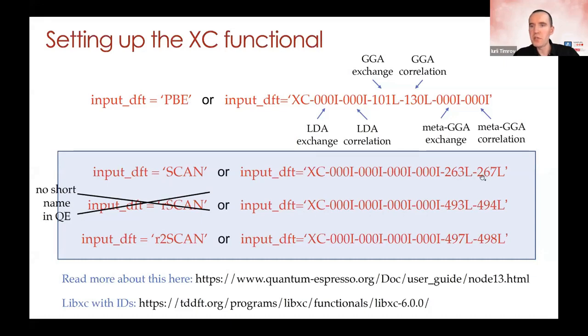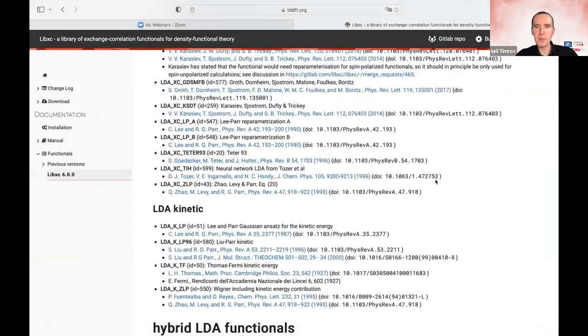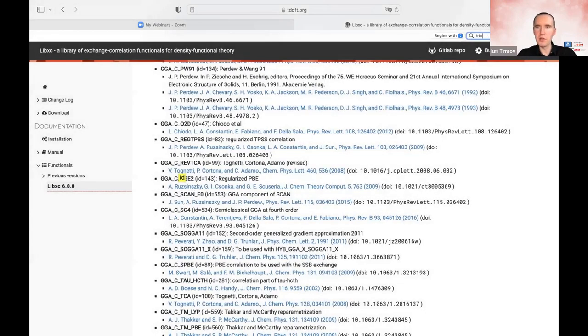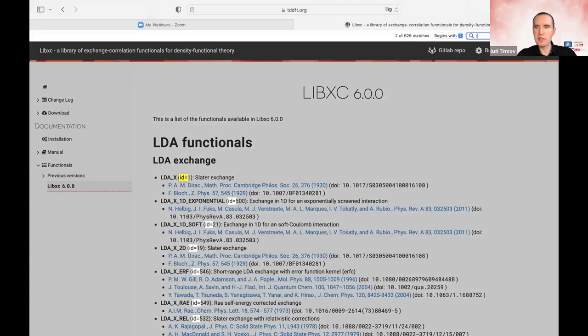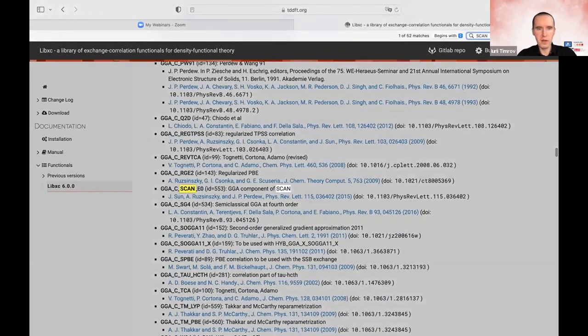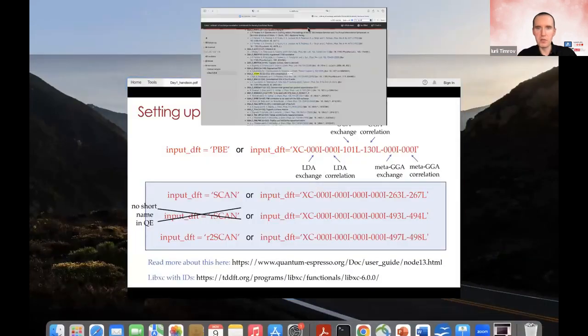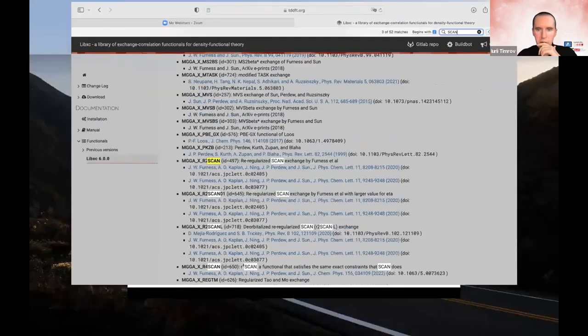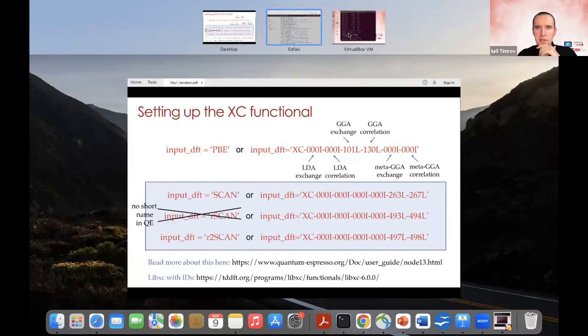To determine these indices, you need to go to the website of libxc. So let's do so. This is the website, and let me find the ID of SCAN. Let's say I type scan in the search. I found a GGA component of SCAN, 553. No, it's not what we're looking for. If we continue, okay, we need 263, 267.